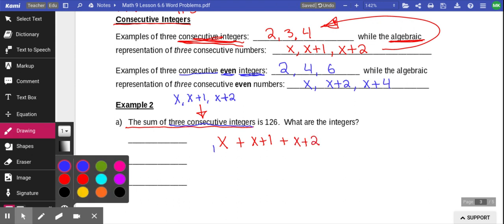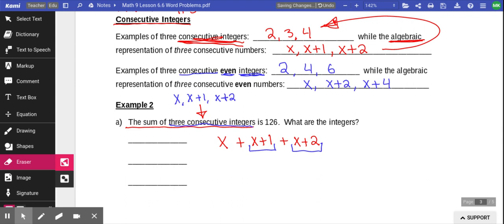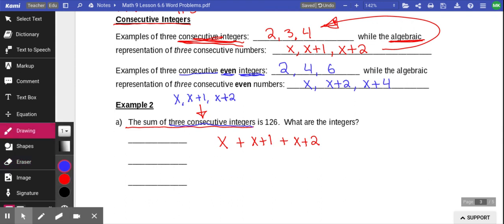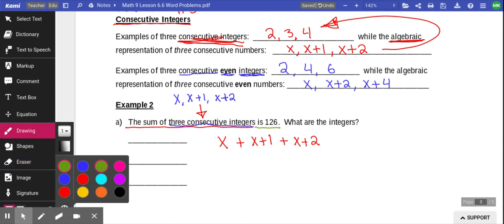And these are our three consecutive integers, right? X plus 1 plus x plus 2. Is means equals 126. What are the integers? Awesome. If I want to solve this, I'm looking at my equation.